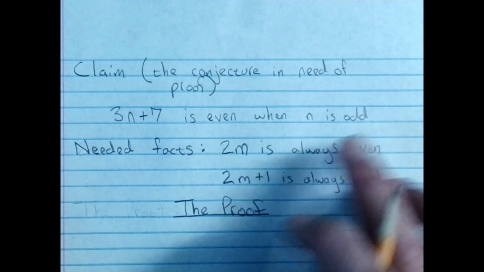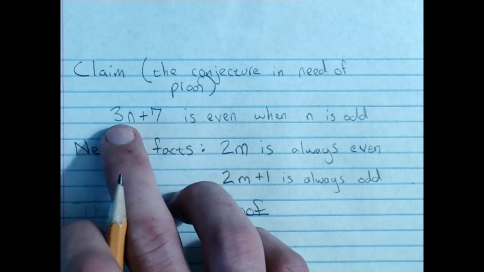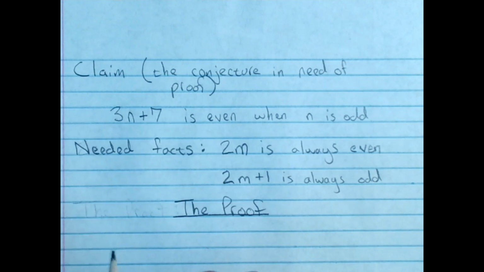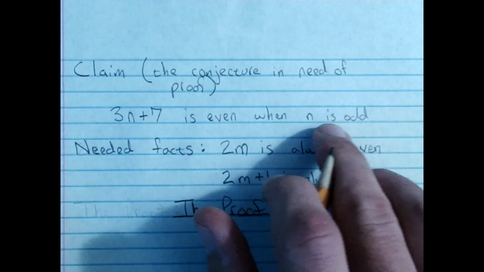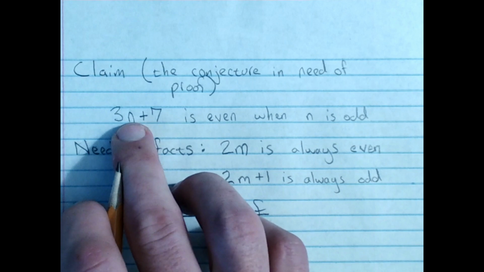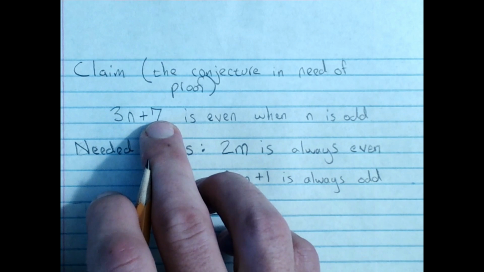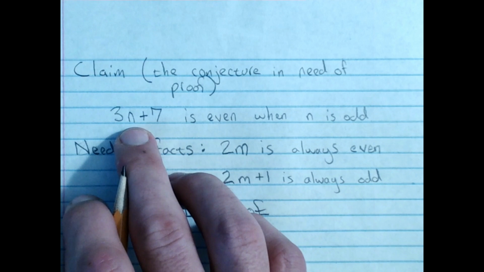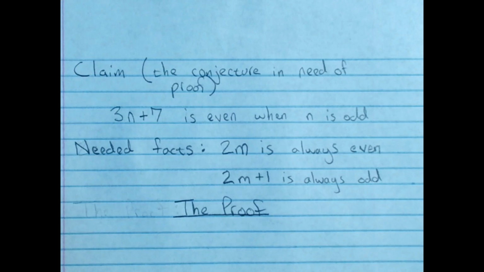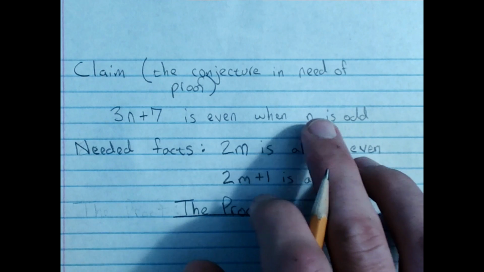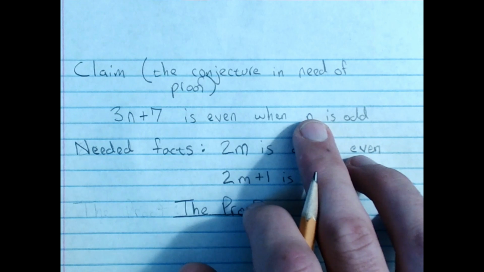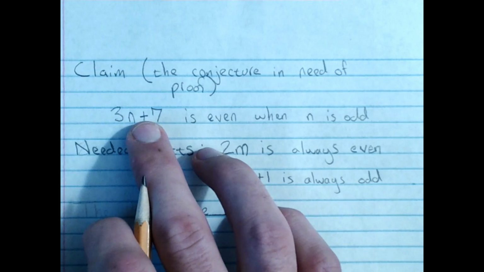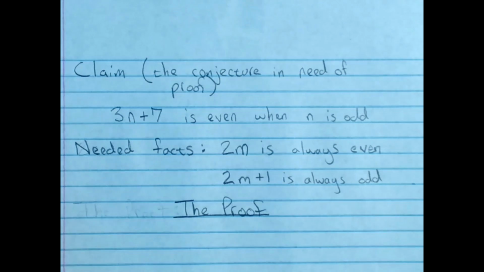odd. And you can mentally plug in 1. 3 times 1 plus 7 is 10. That's even. Mentally plug in 3. 3 times 3 is 9 plus 7 is 16. Plug in 5. 3 times 5 is 15 plus 7 is 22. So in 3 cases of a little bit of mental math, when n is odd, 3n plus 7 is even. That's my conjecture, but that's a conjecture that needs proof if it's going to become a theorem.